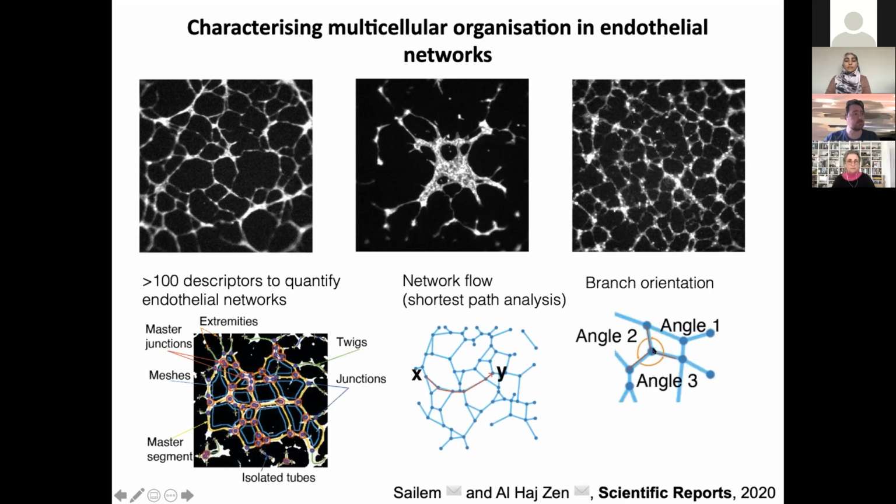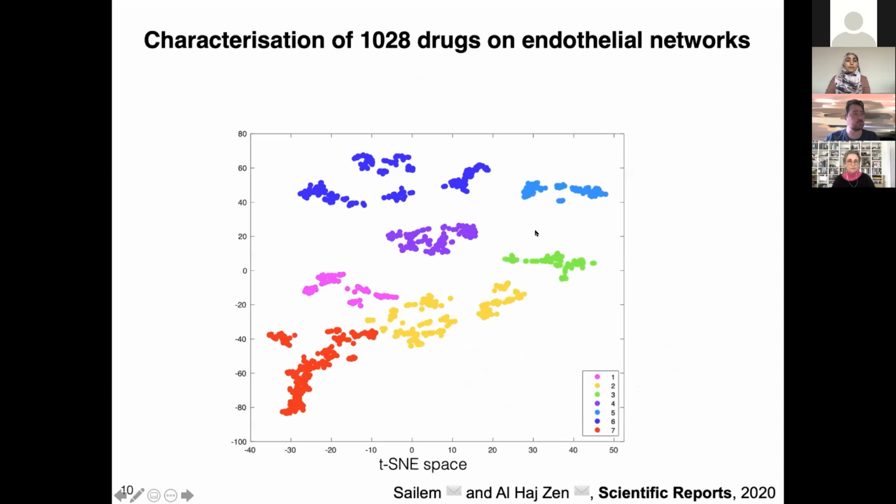Another aspect we can look at is the orientation of different branches, to see if they are abiding by certain biophysical rules. All these measurements can provide us with a more comprehensive characterization of treatment effects. So I applied this to a data set that was generated using high-content screening of 1,028 drugs using the LOPAC drug library. From the 100 features, we applied t-SNE, and you can see here, using clustering, we identified different signatures for these different networks.